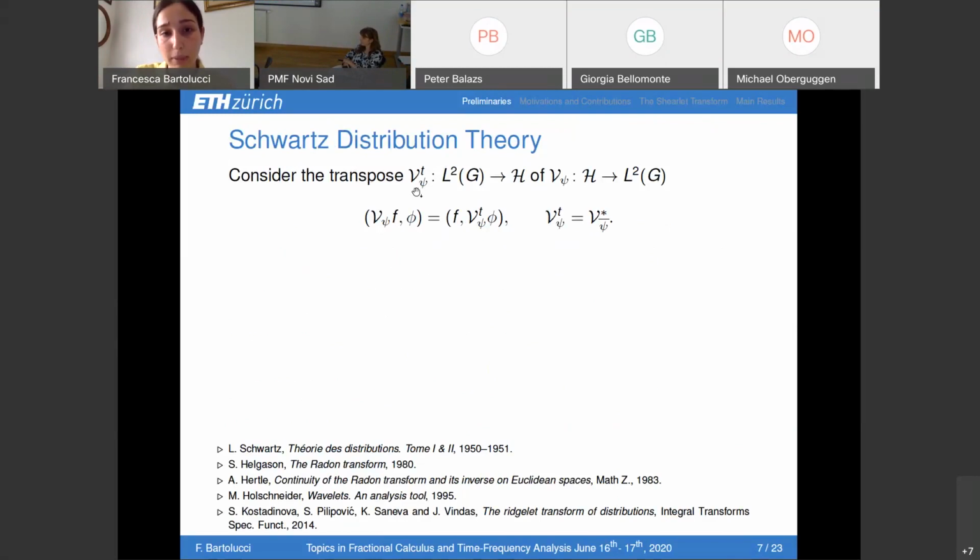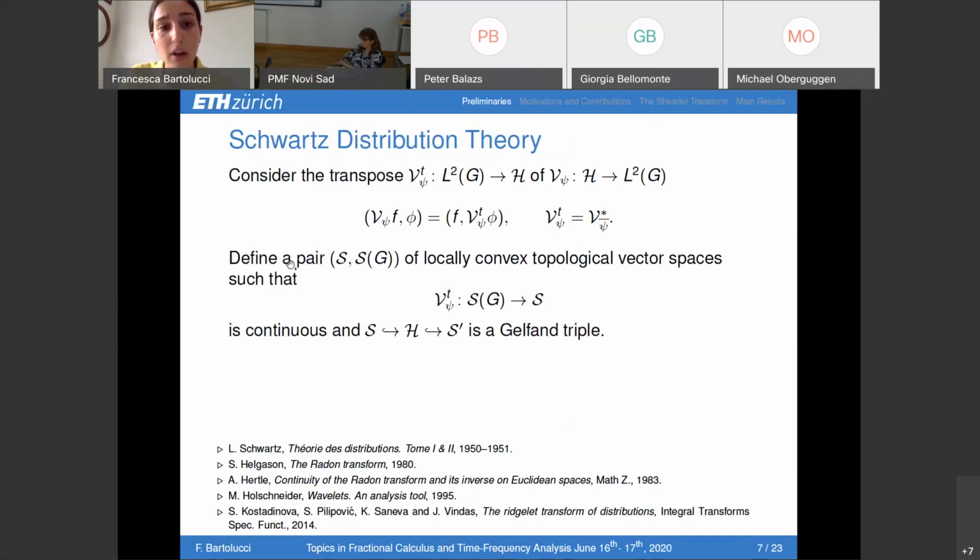a transpose mapping of the voice transform, which is defined by the following relation, which holds for every f in H and every phi in L2 of G. Here on the left, we have the dual pairing in L2 of G, and on the right, we have the dual pairing in the Hilbert space H. In such a case, the transpose mapping is strictly related to the adjoint of the voice transform. Indeed, it is exactly equal to the adjoint up to taking the conjugate of the window.